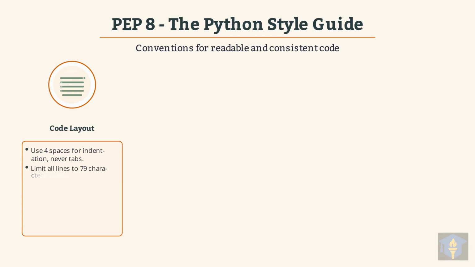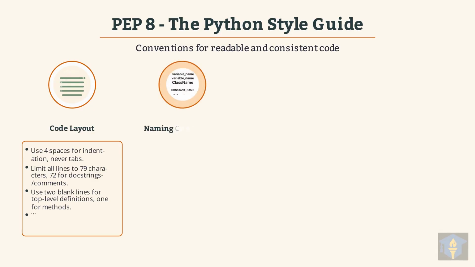It's best to limit all lines to 79 characters, and for docstrings or comments, aim for 72 characters. Use 2 blank lines for top-level function or class definitions, and 1 blank line before method definitions. Always order your imports by placing standard library imports first, followed by third-party, and then local application-specific imports.